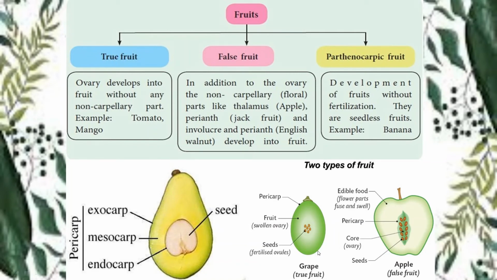Now two types of fruit are seen here. Grape is a true fruit, as I said, developing without any non-carpellary part. The ovary develops into fruit. In the case of apple, the thalamus develops into fruit, so it is a false fruit. Clear? In jackfruit, the perianth develops. And in English walnut, the involucre and perianth together along with the ovary also develop into fruits.